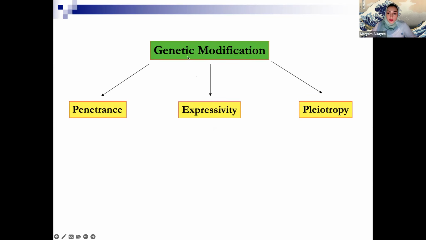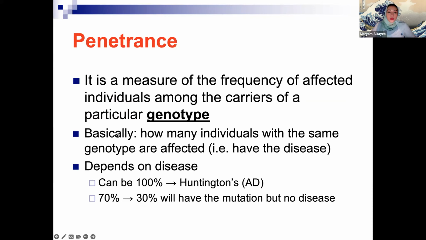And the main types of genetic modifications we're going to be talking about today are penetrance, expressivity, and pleiotropy. Okay, so these are the three that we're going to talk about, and you guys need to know every single one of them because they do come a lot in questions, and it's a generally important concept in medicine in general. So first, let's start with penetrance. Okay, so when we talk about penetrance, it's basically saying if I have, let's say, 50 individuals with a disease, 50 individuals with a specific mutation.